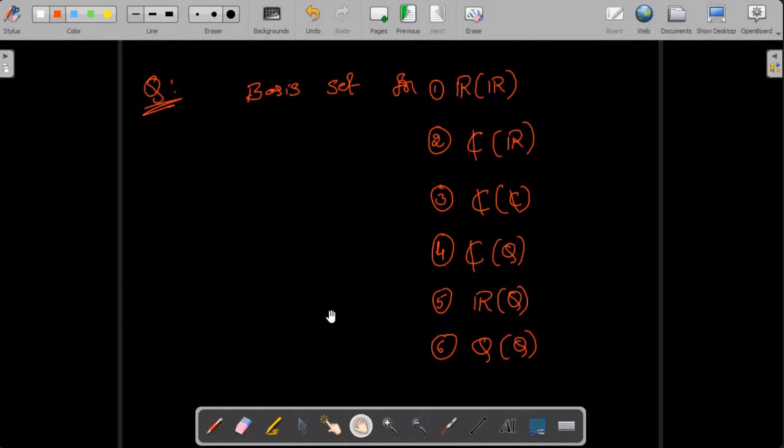We also discussed what the dimension is: the number of elements in the basis set is called the dimension. Now the first one I'll answer. The first one, basis set B, is nothing but just {1}. Any non-zero singleton set can be a basis set of R over the field of real numbers.